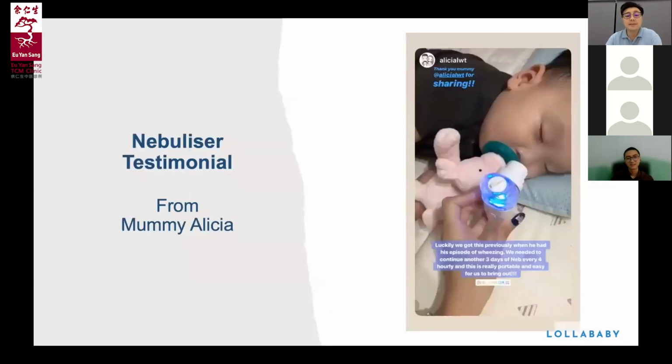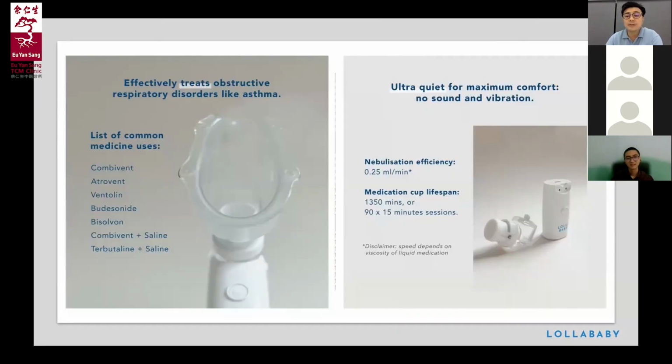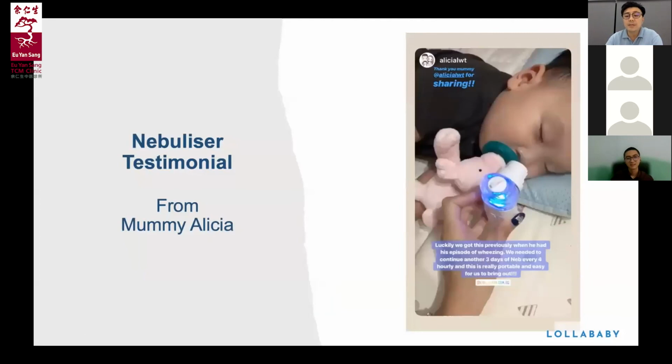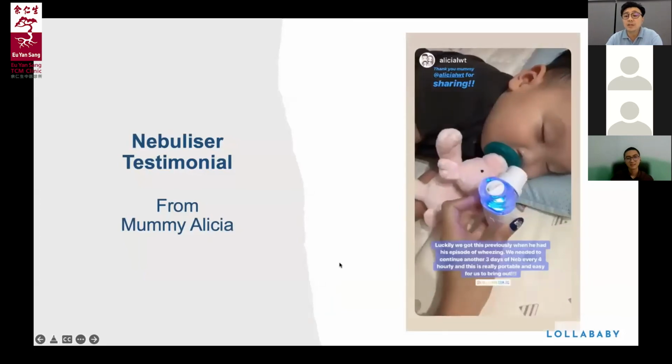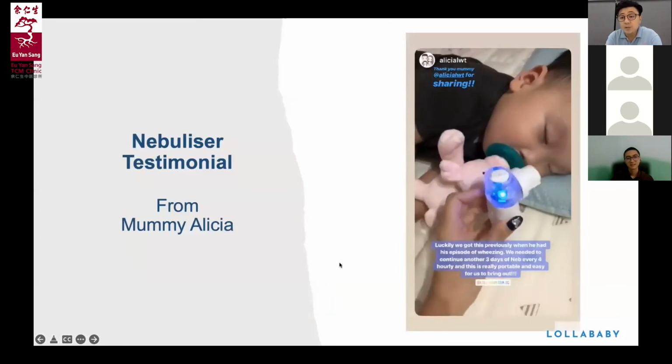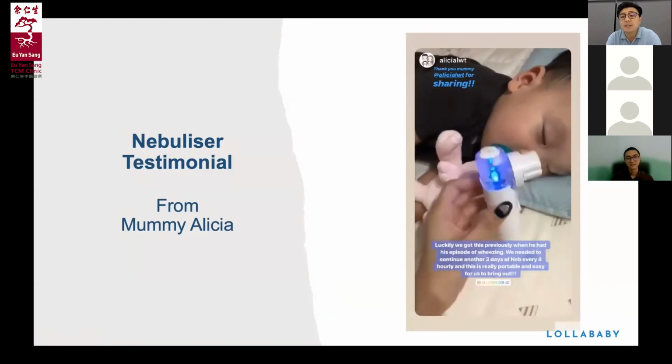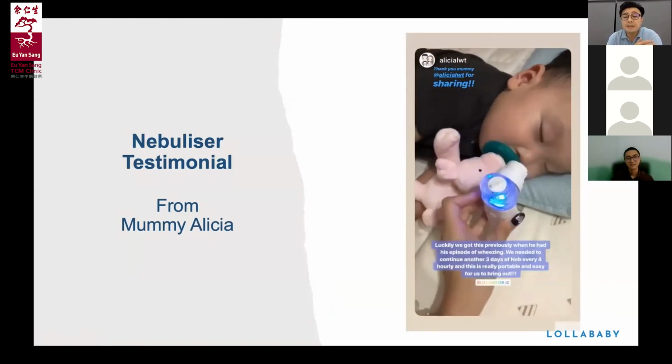These are some of the testimonies from some mommies. So this mommy Alicia, you can see she's using it while the child is actually sleeping. Basically, it's so quiet, it doesn't wake the child up. So you don't need to worry about waking the child just to do the nebulization.